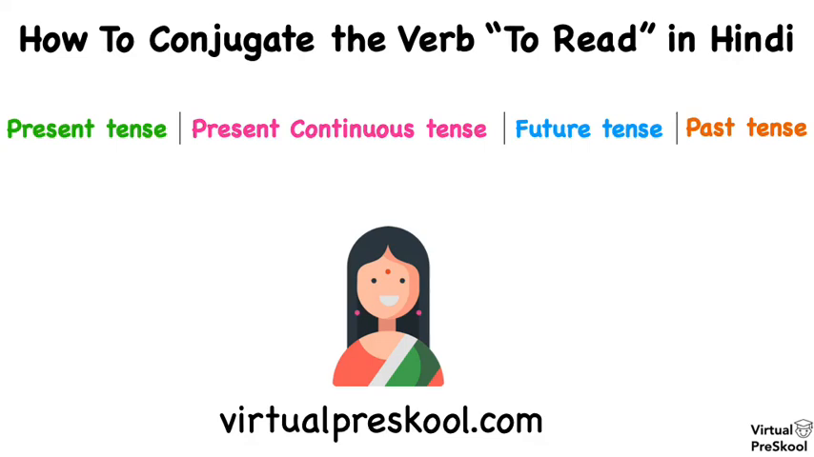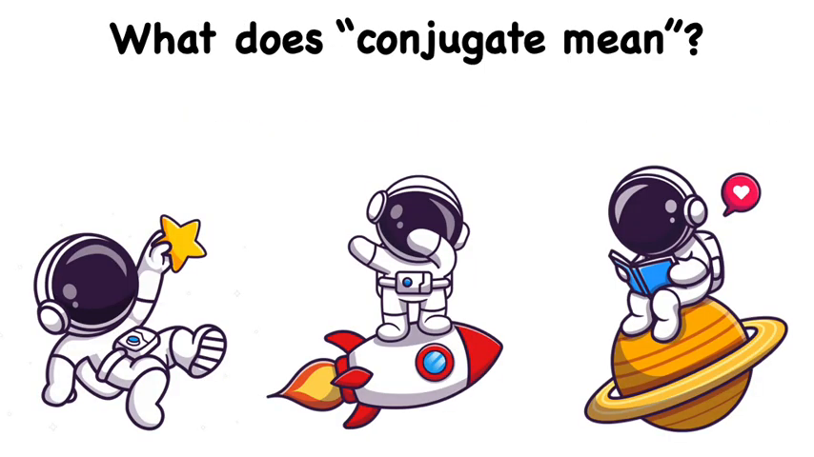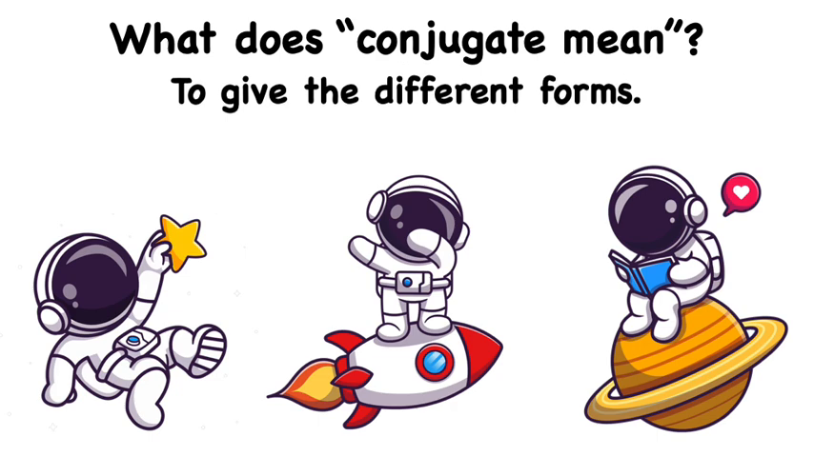Today we are going to conjugate the verb to read in 4 different tenses. We're going to conjugate in present tense, present continuous, future, and past. What does conjugate mean? This is a fancy word that means to give different forms.